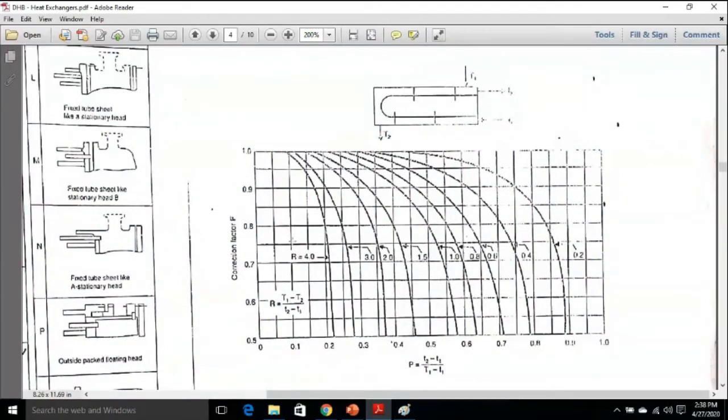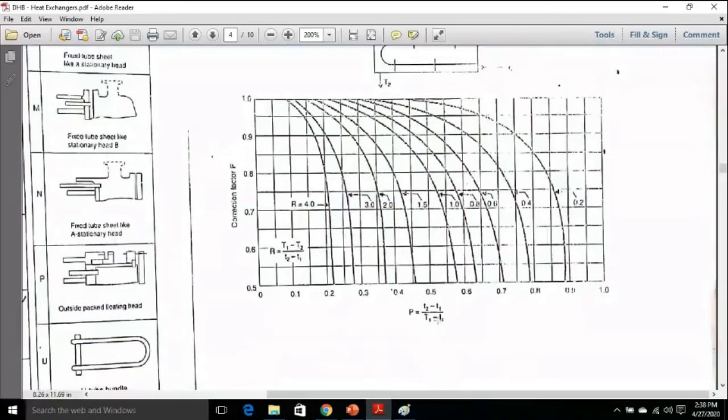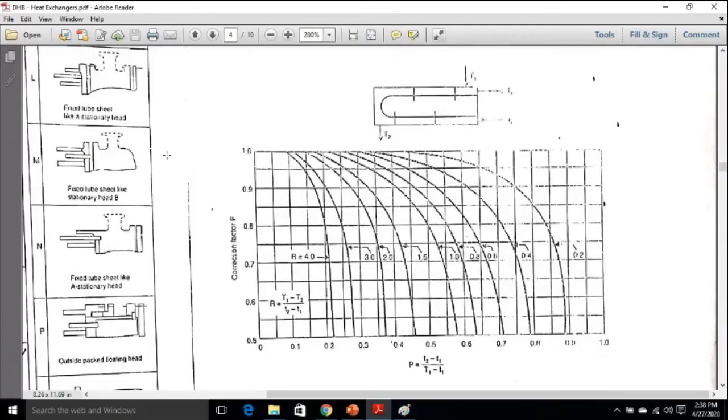Now whenever the case is given like this, on the y-axis they have written the values of the correction factor, and we have 2 more values given to us. The first value is the ratio capital P. This capital P value is given by T2 minus T1 divided by capital T1 minus small t1. If we write the same in our own words, I'll just take a snap of this and move to Paint. Just a minute.